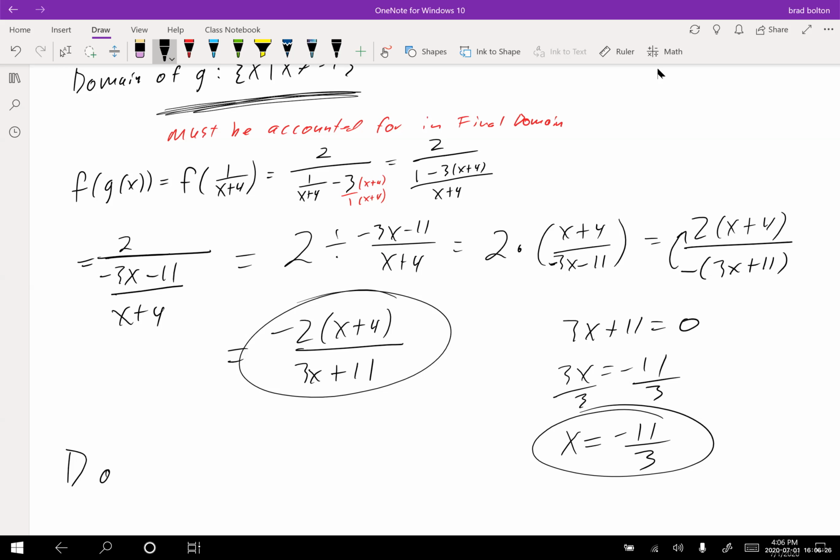So now we can finally talk about the domain for f composed with g of x. Finally, okay? So the domain will be x such that x cannot equal negative 11 over 3.